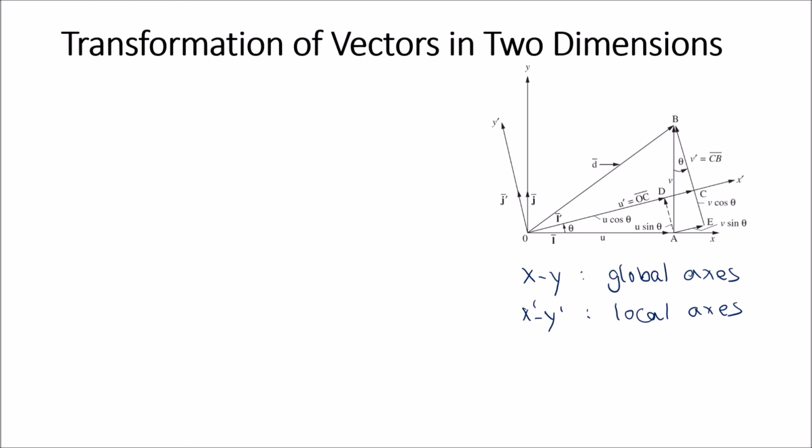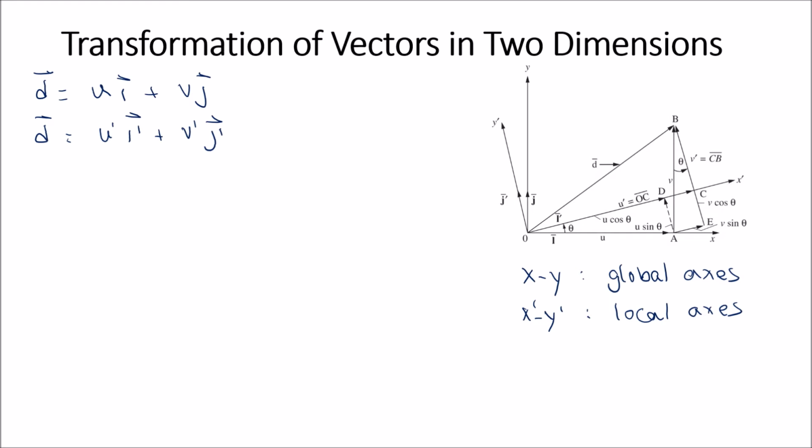the global axis. So first, I'm going to express the vector d in terms of, or with respect to, the global axis as ui plus vj. Next, I'm going to express the vector d with respect to the local axis as u prime i prime plus v prime j prime.